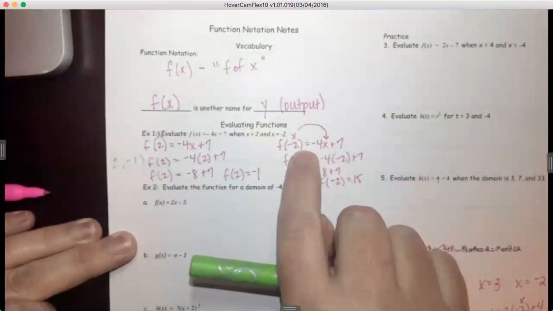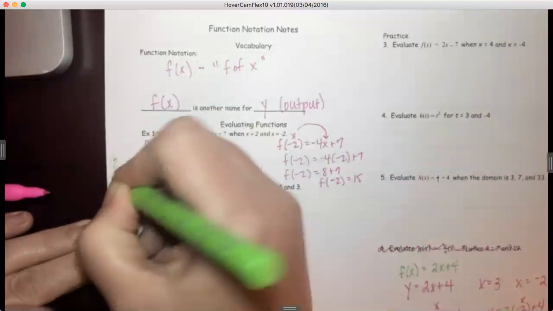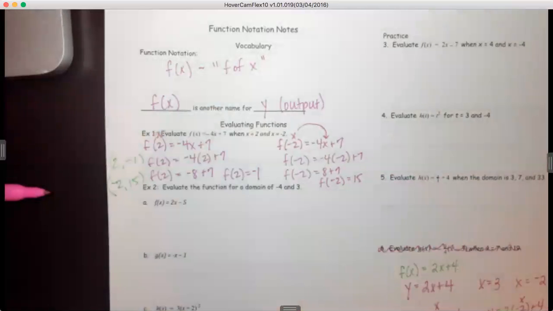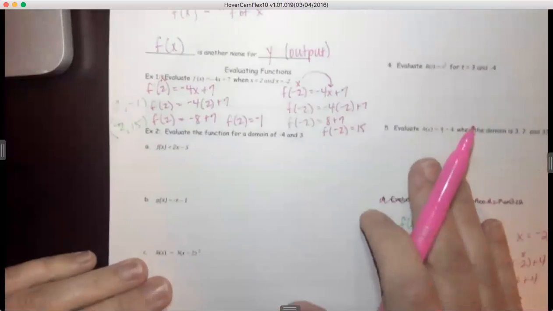My input is negative 2. My output is 15. That goes in a table, and it goes in an ordered pair. Okay, we're going to do just a few more examples so you get the hang of it.